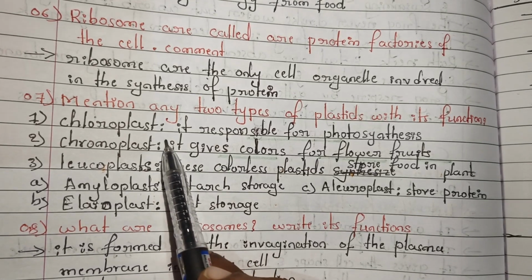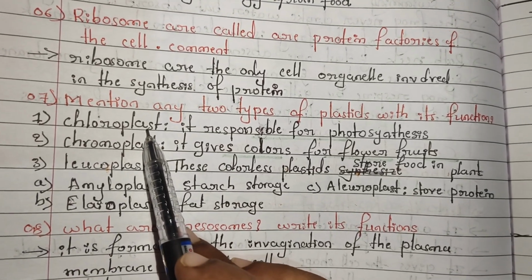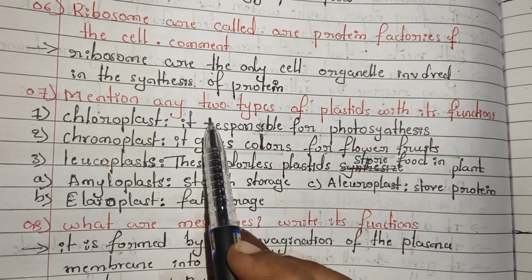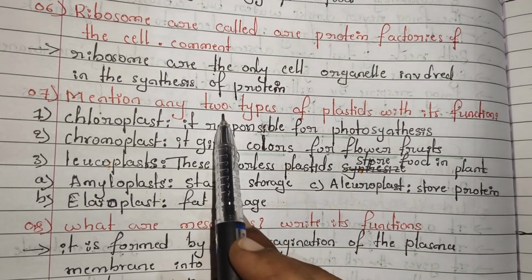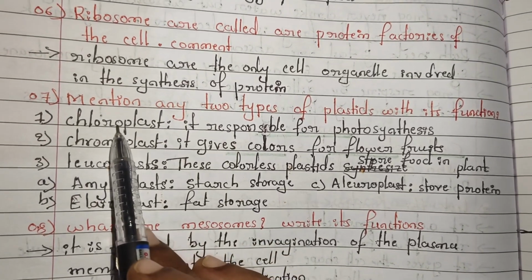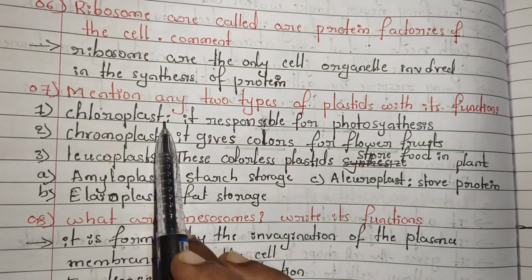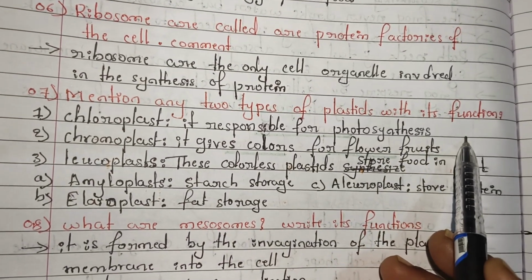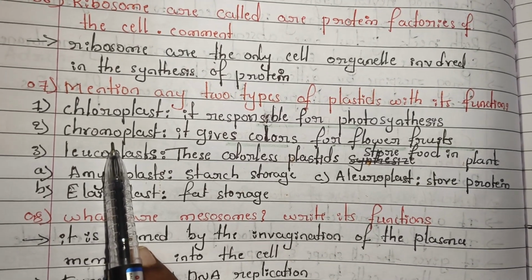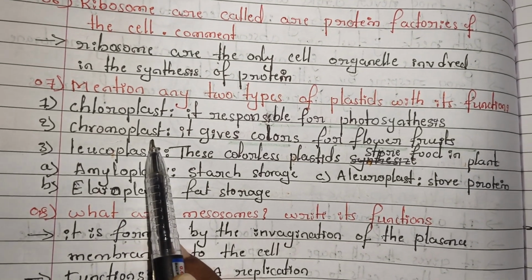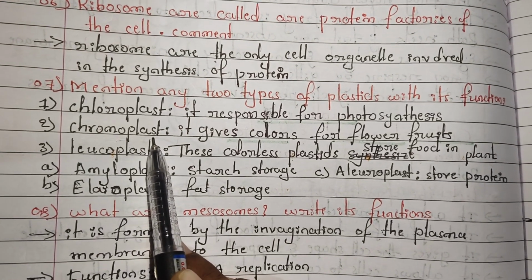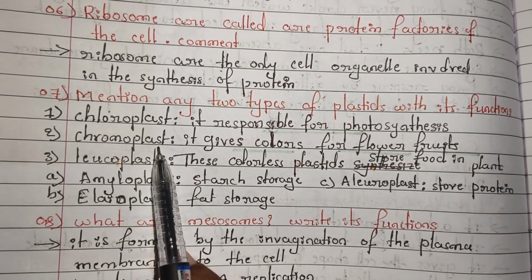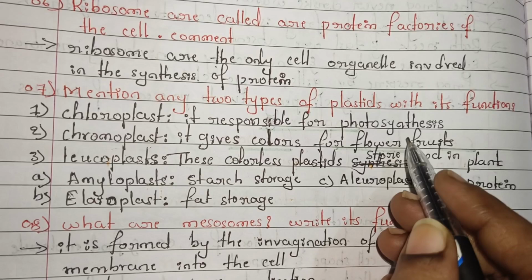And next, mention any 2 types of plastid with their function. So total 3 types are there, so I mentioned all 3, but the question asks only 2, so I have written 1 extra. You have to read all 3. Sometimes they will ask 3 also. So first one, chloroplast. It is responsible for photosynthesis because it contains chlorophyll pigment. And second one is chromoplast. Chromoplast is helpful for coloring purposes. It gives color to the flower and fruit.